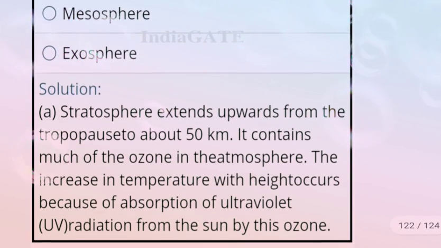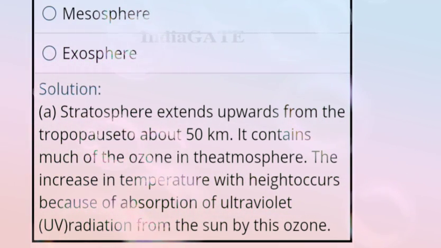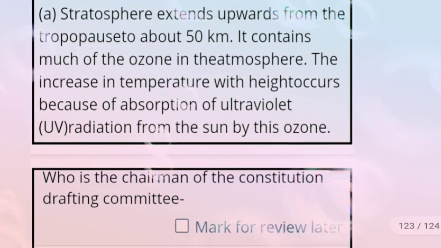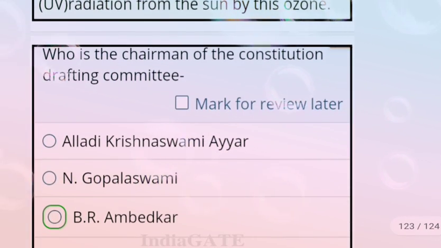And more information about it. The stratosphere extends upward from the troposphere to about 50 km. It contains much of the ozone. The increase in temperature with height occurs because of absorption of the ultraviolet UV radiation from the sun by this ozone. Next question: who is the chairman of the Constitution Drafting Committee?